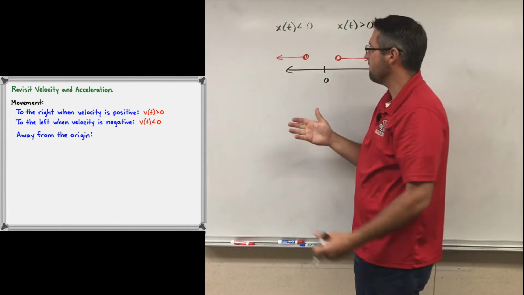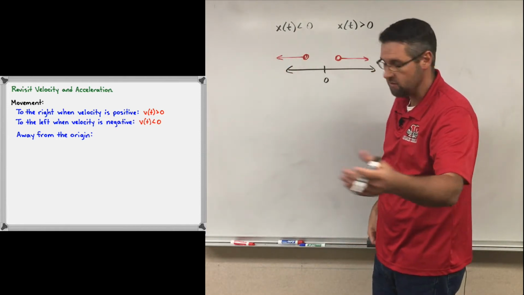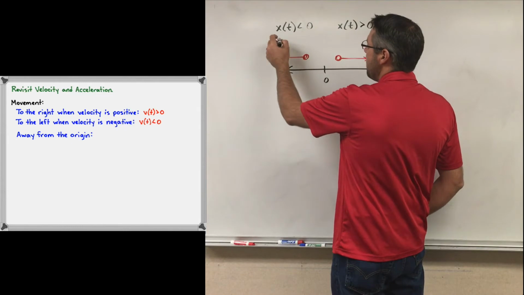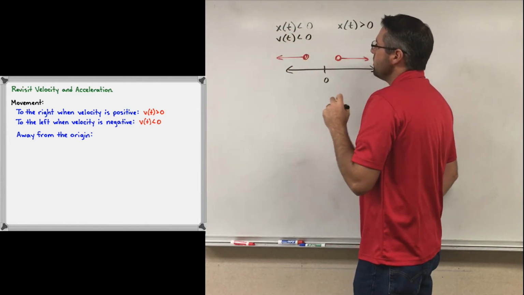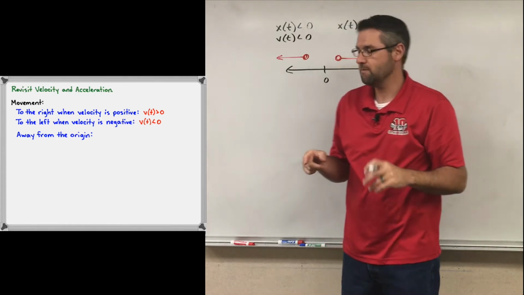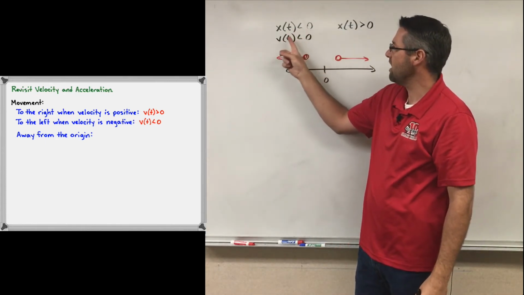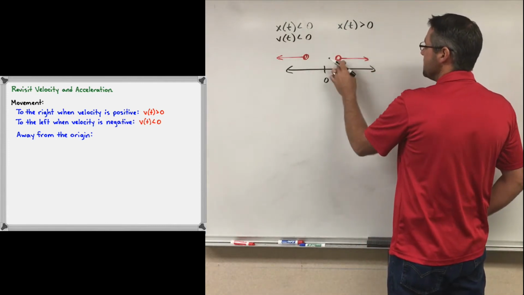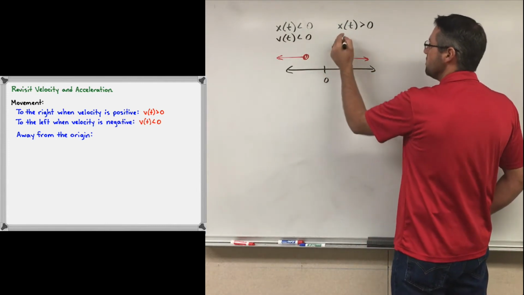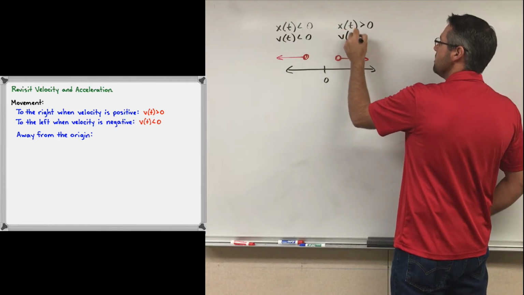Well, how do I move to the left? Like I just said in the previous statement, I move to the left when velocity is negative, right? So I'm moving away from the origin if my position is negative and my velocity is negative. Going over here, if my position is positive, how do I move away from the origin? Well, my velocity would have to be positive.